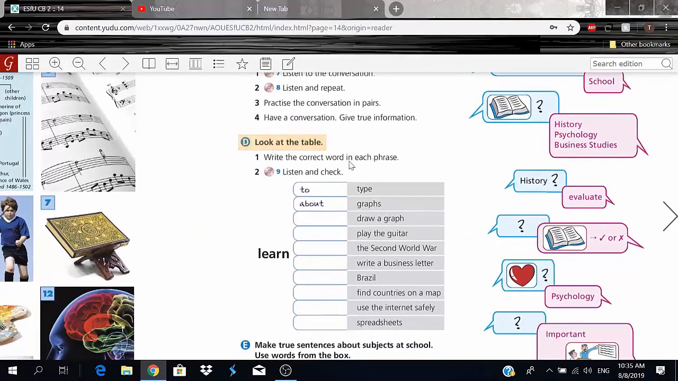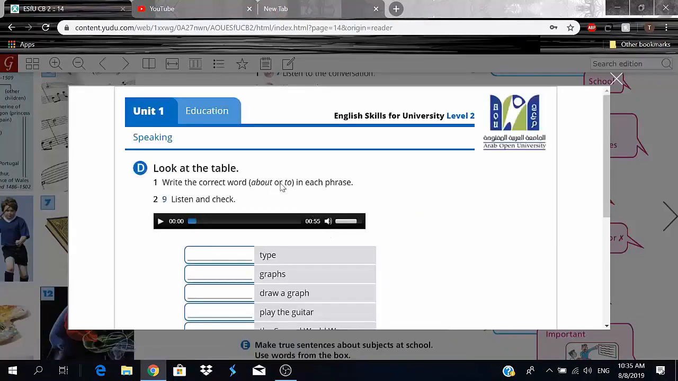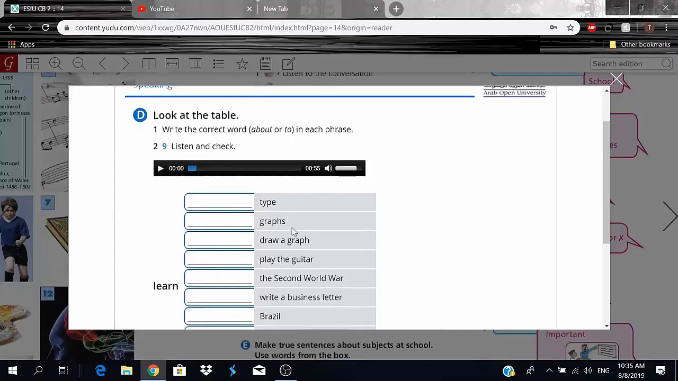Write the correct word in each phrase, and let me actually open this up. We have about or to. And let me give you an idea of when we use about or to in each of these phrases. When I say to, I'm usually talking about doing something, a sort of action that I have to learn or do, right? But when I say about, I'm not really going to do an action, but more understand certain information or detail about something.